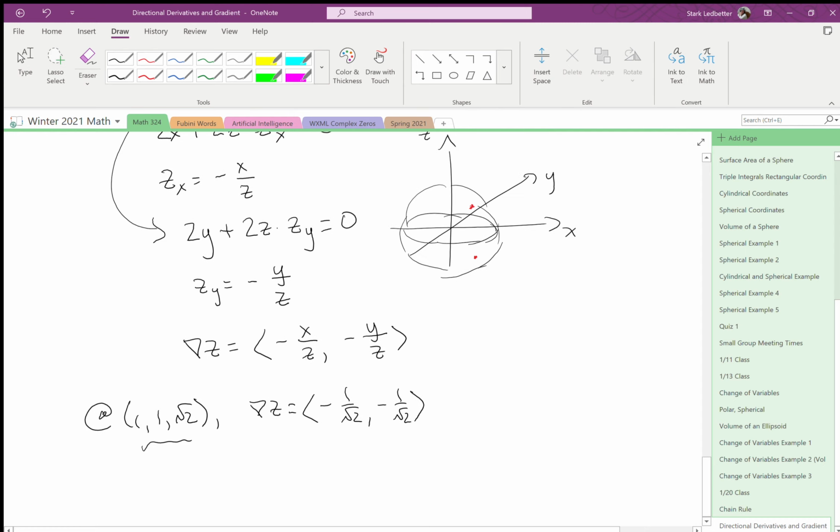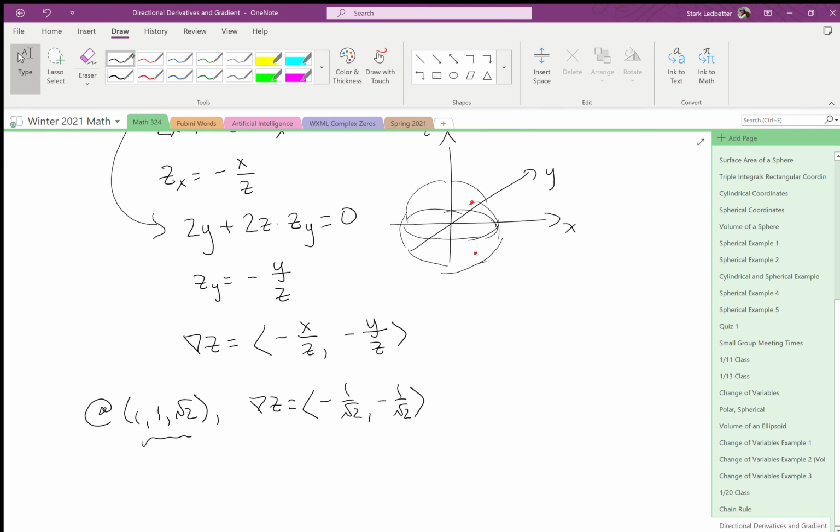Let's see if we believe that. So if we walk to that point, 1, 1, root 2. If I walk, this basically says in the x direction, I'm going down at a rate of negative 1 over root 2. This is about negative 0.7, in case you're curious about how big that is.